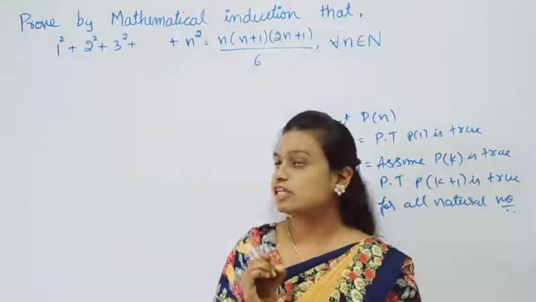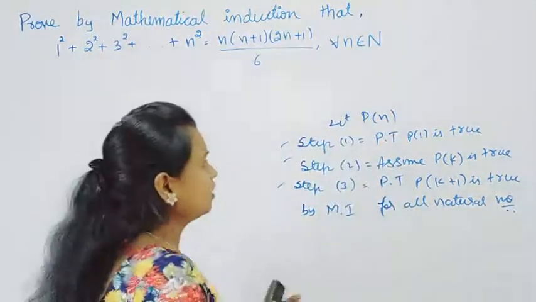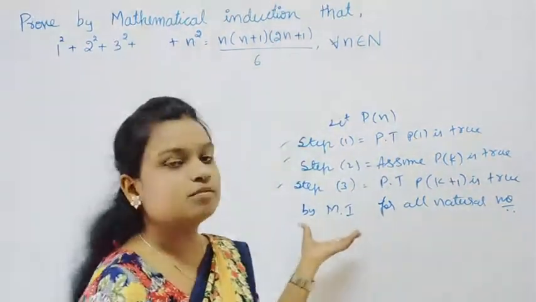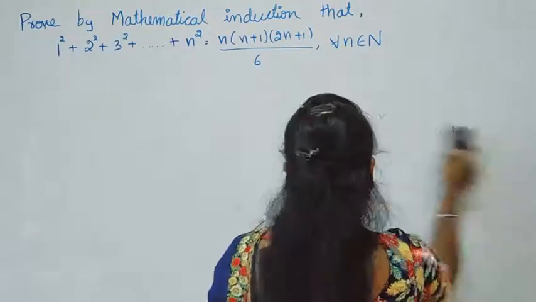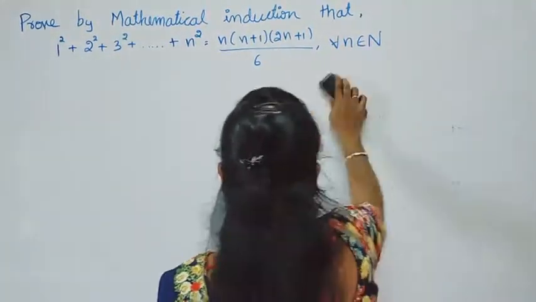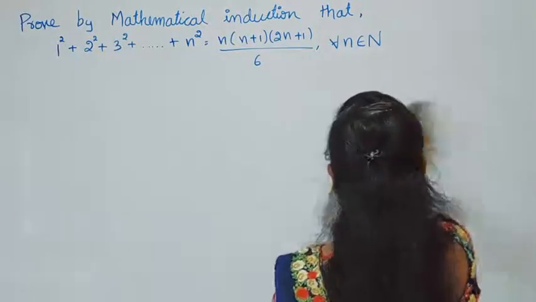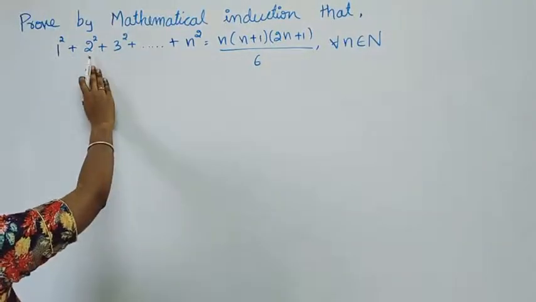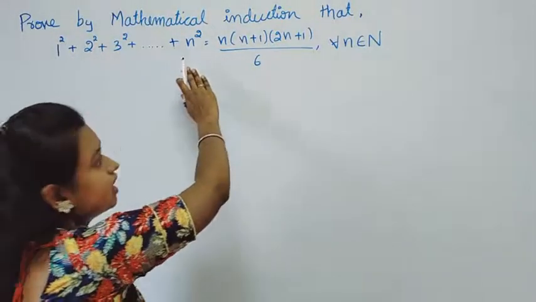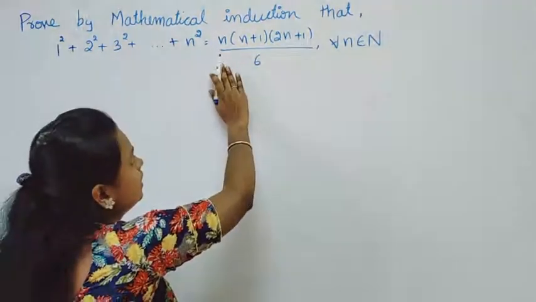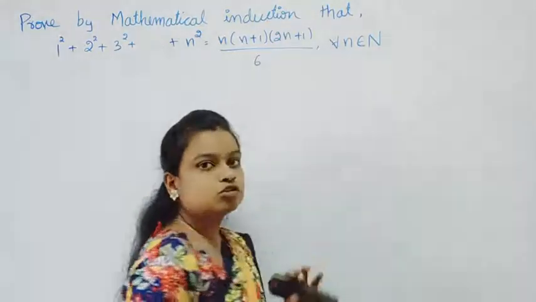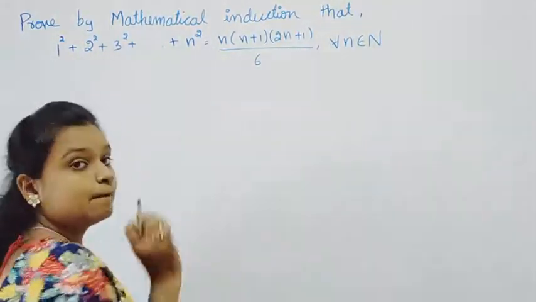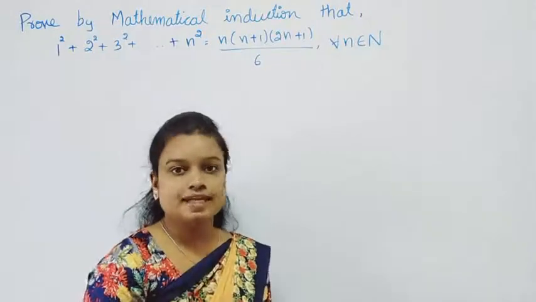So today I continue that one and go to another problem. Using this principle, you must remember the principle. Okay. So the next problem is: prove by mathematical induction that 1 square plus 2 square plus 3 square plus etc. plus n square is equal to n into n plus 1 into 2n plus 1 divided by 6, for all n belongs to N. So we have to prove this by the principle of mathematical induction.